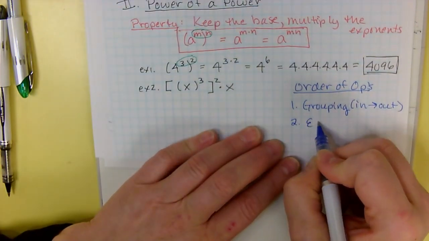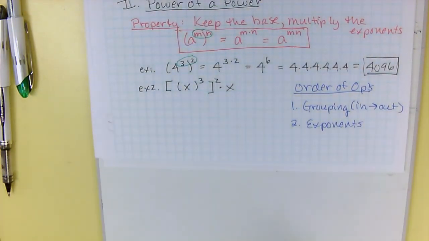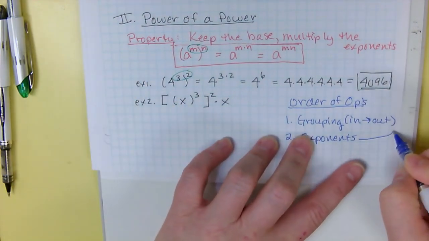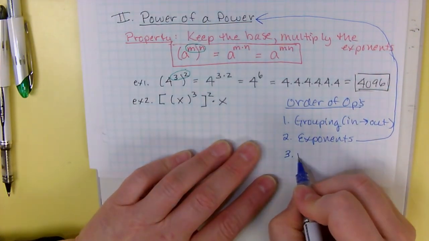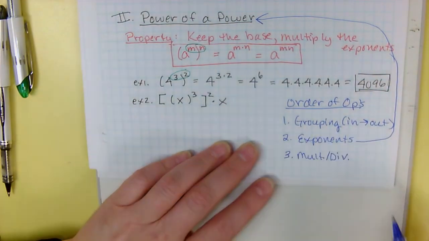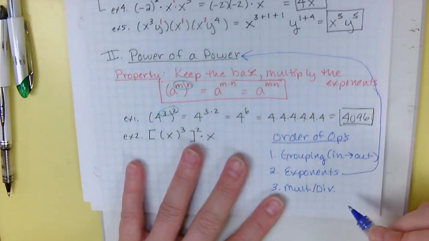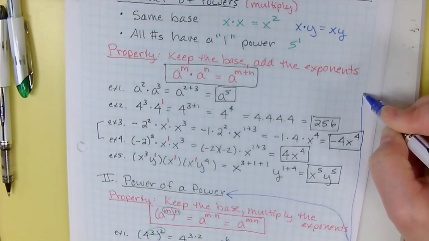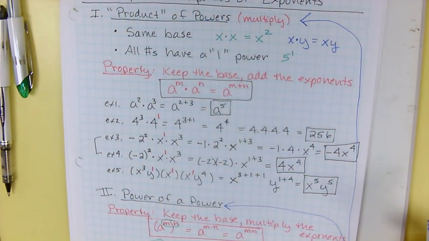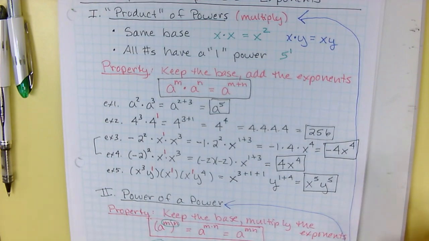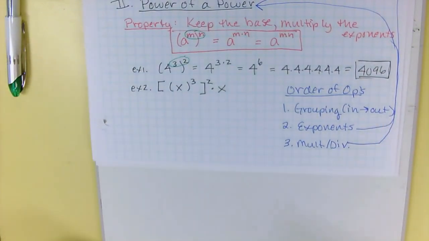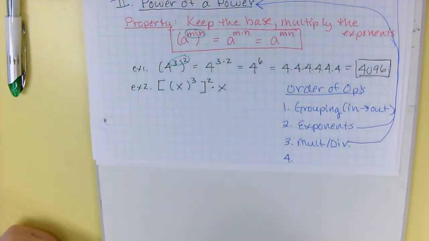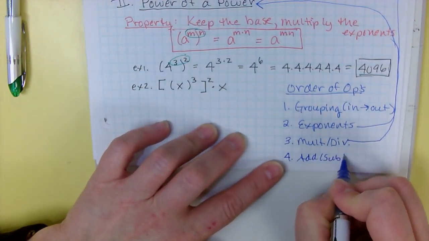And then you do the exponents. Now here's where your properties start to come in. Your exponents is going to be your power to a power rule. That comes number 2 is power to a power rule. Step 3 is multiply or divide. Well, multiplying or dividing is product of powers, which is the one all the way up to the top. That would be the third thing you would do. And then the last thing you would do would be add or subtract, which we will get into later.